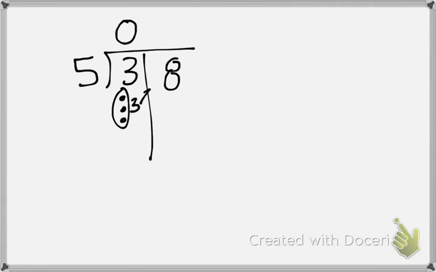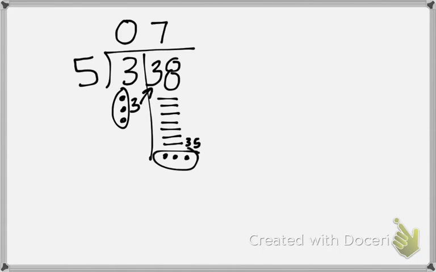I have 3 dots that need to slide over, and then I can count by 5 until I get to 38. 5, 10, 15, 20, 25, 30, 35. I'm going to write that down so I can remember where I stopped, but I still need to get to 38. 35, 36, 37, 38. So when I look at my lines and I count them up, I have 7 lines, and I have these 3 leftovers. Since there's no place value to slide them over to, they become our remainder.